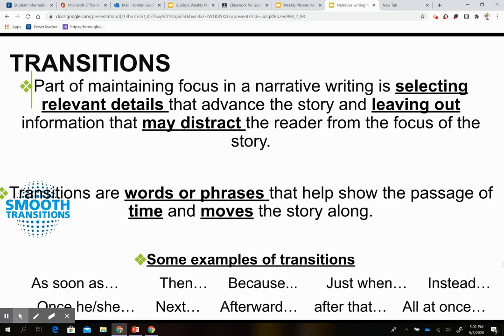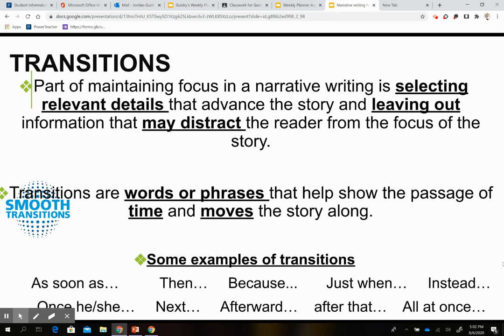Transitions. Part of maintaining focus in narrative writing is selecting relevant details that advance the story and leaving out information that may distract the reader from the focus of the story. In other words, you only want to put the most important details in there. You don't want to put something in there that's going to cause the reader to think about something other than your main idea or your main point.